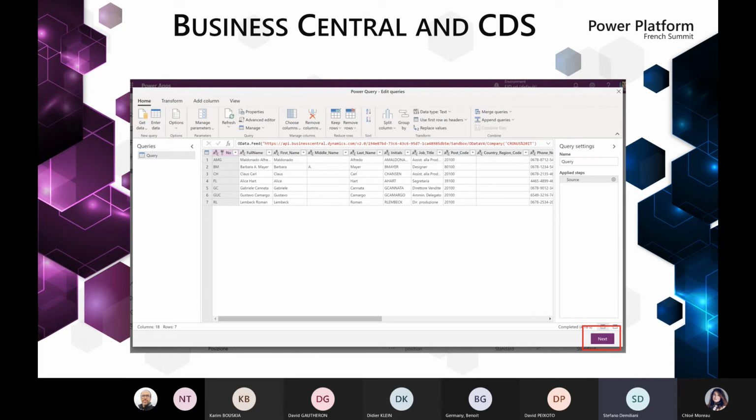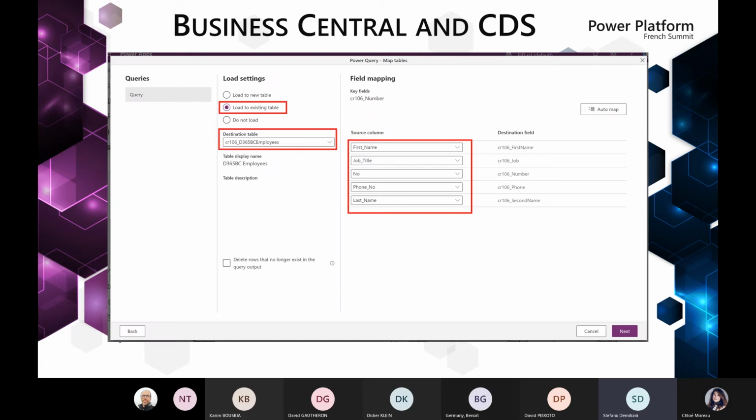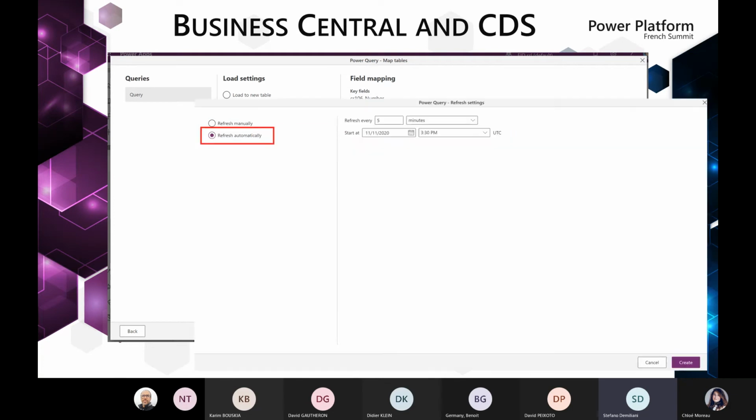Then you need to map these fields that come from Business Central to your CDS entity. So the last step is to map the fields that come from Business Central on the left side to the fields that are defined into the CDS entity. When mapped, you can specify a refresh parameter. The refresh can be manually triggered or automatically triggered. So, for example, automatically triggered every 5 minutes.